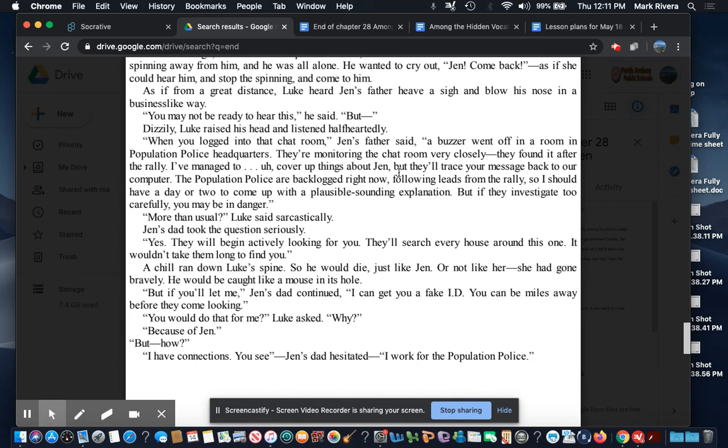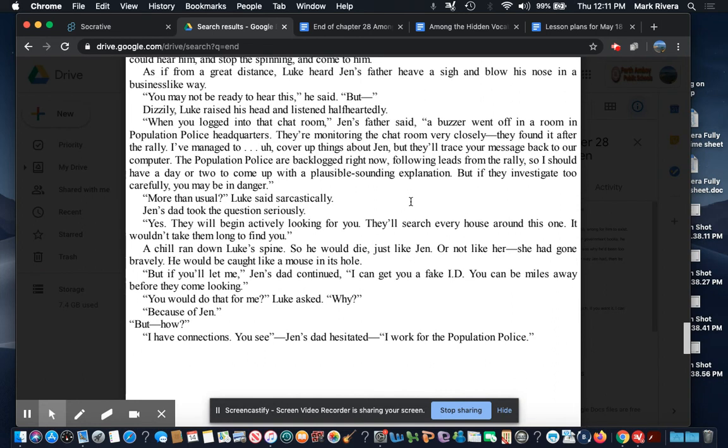Dizzily, Luke raised his head and listened half-heartedly. When you logged into that chat room, Jen's father said, a buzzer went off in a room in Population Police headquarters. They're monitoring the chat room very closely. They found it after the rally. I've managed to cover up things about Jen, but they'll trace this message back to our computer. The Population Police are backlogged right now, following leads from the rally, so I should have a day or two to come up with a plausible-sounding explanation, but if they investigate this too carefully, you may be in danger.